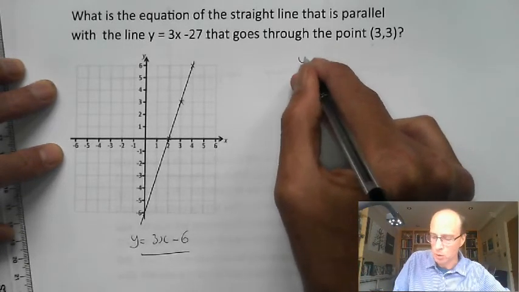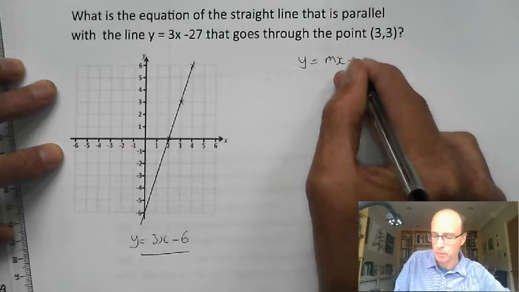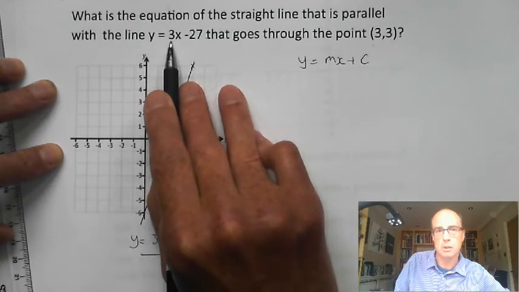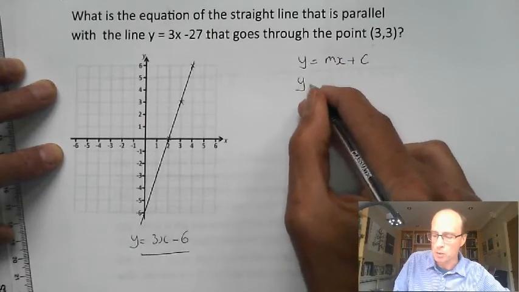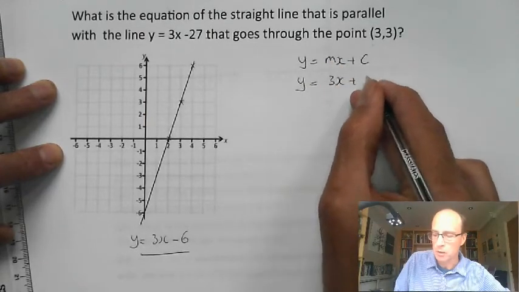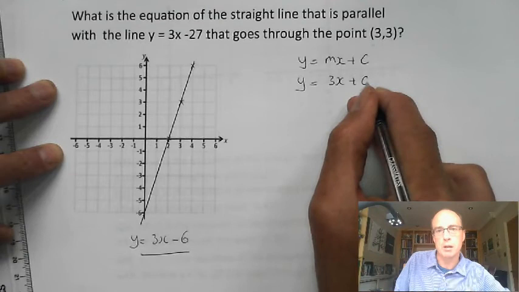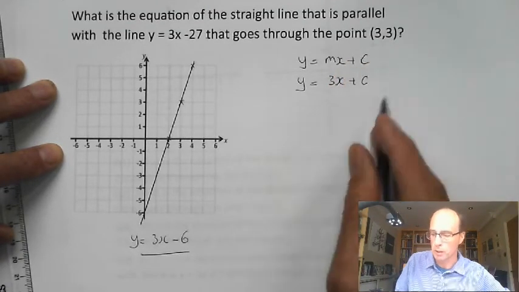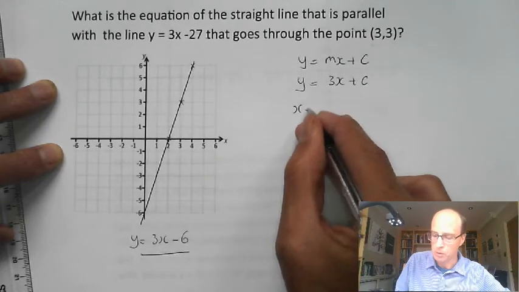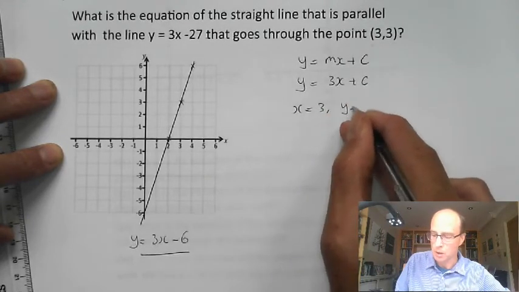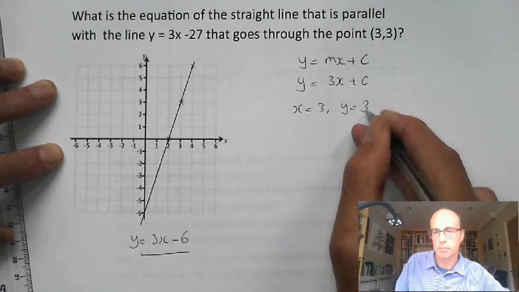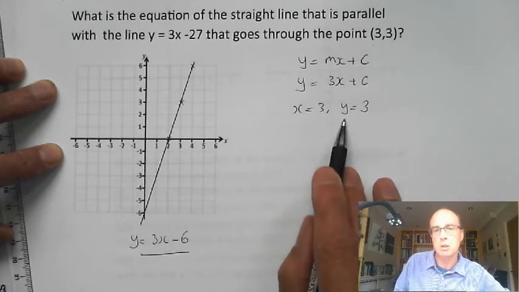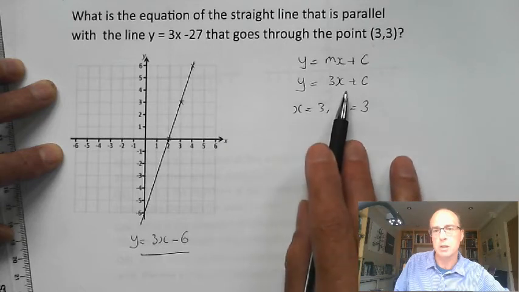So first of all, y equals mx plus c. We know that the gradient is parallel with this line, so we've got y equals 3x plus the constant, which we don't know, but we do know that it goes through the point 3, 3. So if x is equal to 3, y is also equal to 3. So x is 3, y is 3. We're going to substitute those two values into this equation here.